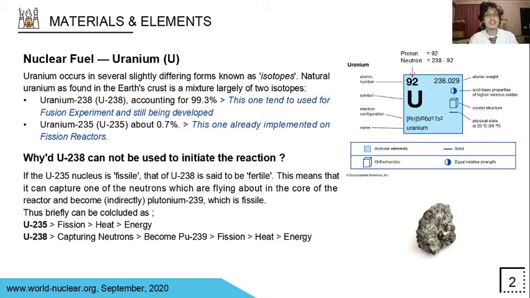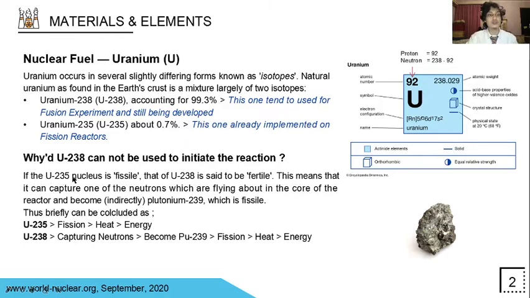I want to emphasize again, we are talking about nuclear reactors, so we are talking about fission. Therefore, uranium-235 can trigger the fission reaction, but it exists in only a small amount in the Earth's crust. On the other side, uranium-238 is heavier, but it cannot be used to trigger the reaction. Why could that be? Here's the reason why this happens.